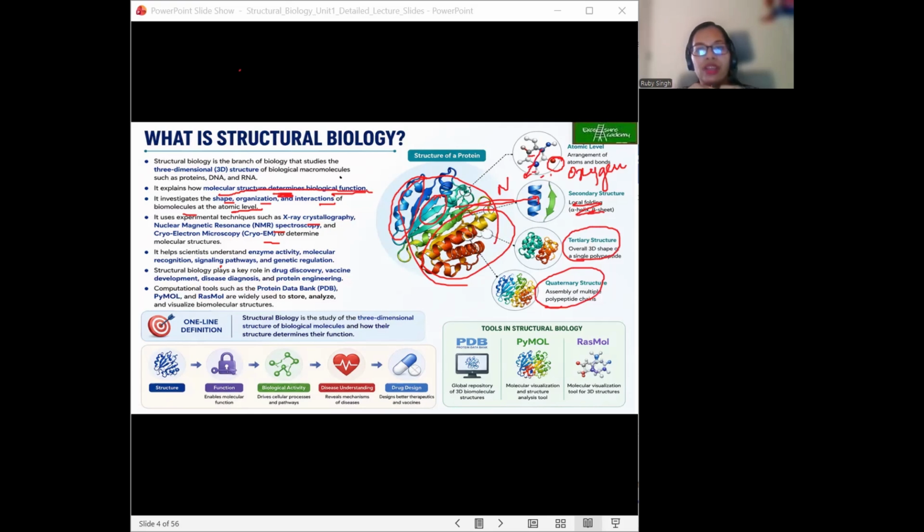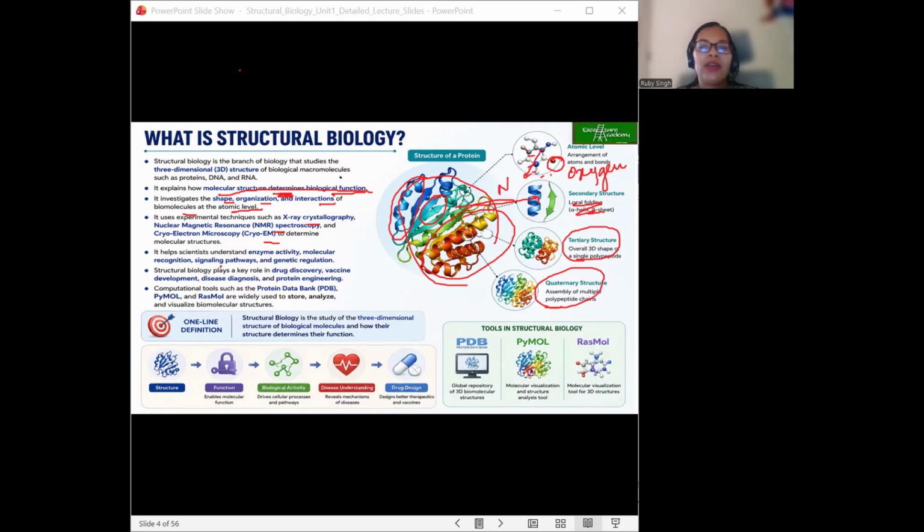Whereas in the case of NMR, it uses magnetic properties of the atomic nuclei in order to provide information about the molecular structure, interactions, and dynamics. So don't worry guys, we'll go into detail. A little bit of physics is also required in order to understand the principle of these techniques.